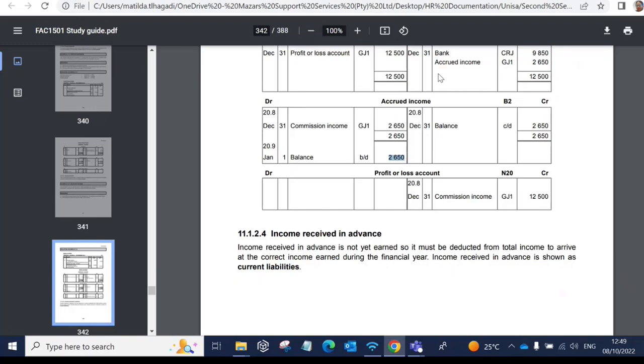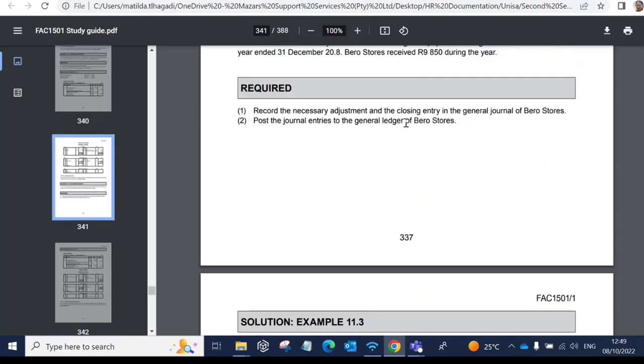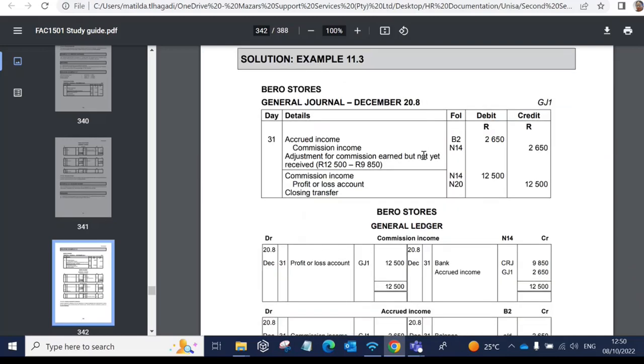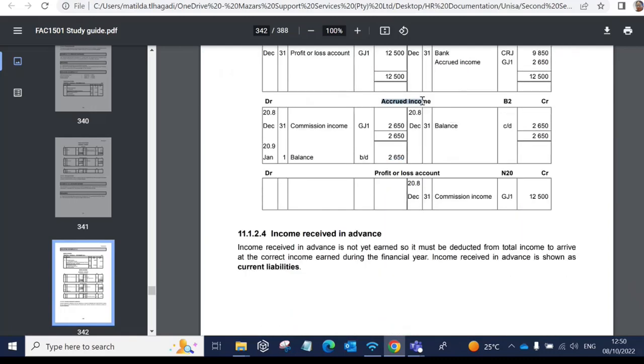Okay. So the entries will be, no, because remember now, what happens is Bureau Stores sold the newspapers and magazines for 12,500, but they did not receive the full amount. Yes. So when they receive the money, bank is going to be debited with 2,650, and accrued income is going to be credited with 2,650. Credited. But here it shows that it's the balance carried down.